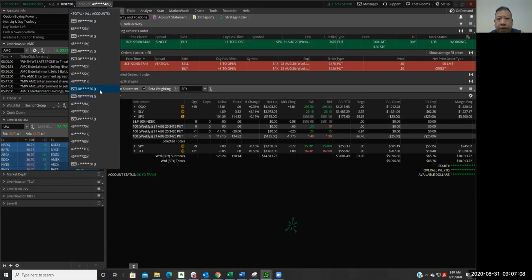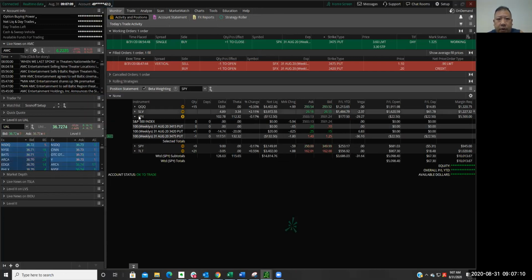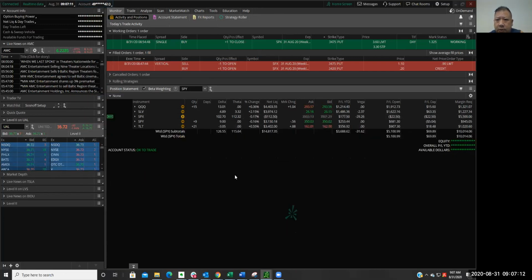So how many contracts are you trying to sell for the calls? Well, the call side approximately takes about 3 to 4,000 in buying power, depending upon how far. If you go 30 points wide, it takes 3,000 in buying power. If you go 40 points wide, it takes 4,000 in buying power.